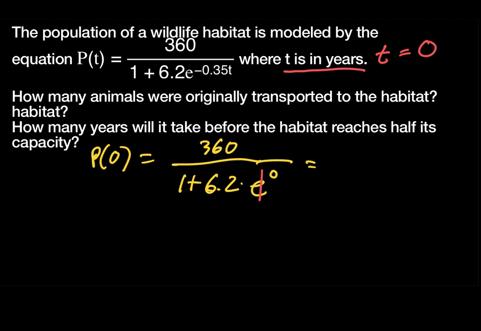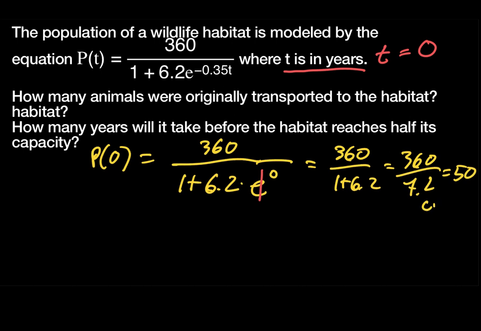Anything to the 0 power is 1. 360 over 1 plus 6.2, which is 360 over 7.2, which is 50. So my initial amount was 50 animals. It says, how many animals were originally transported to the habitat? 50 critters.